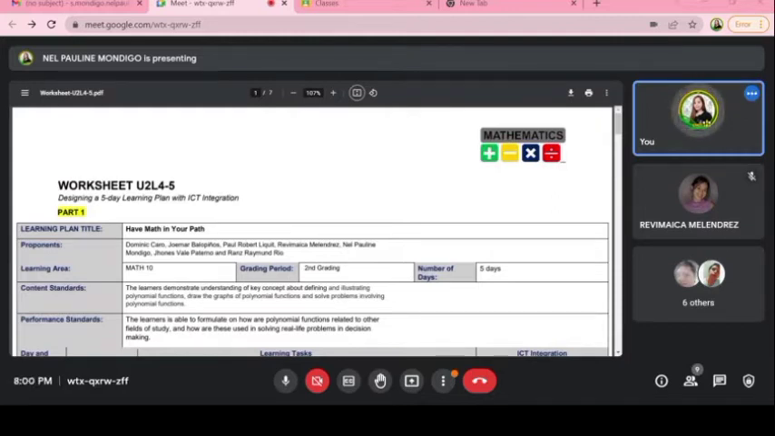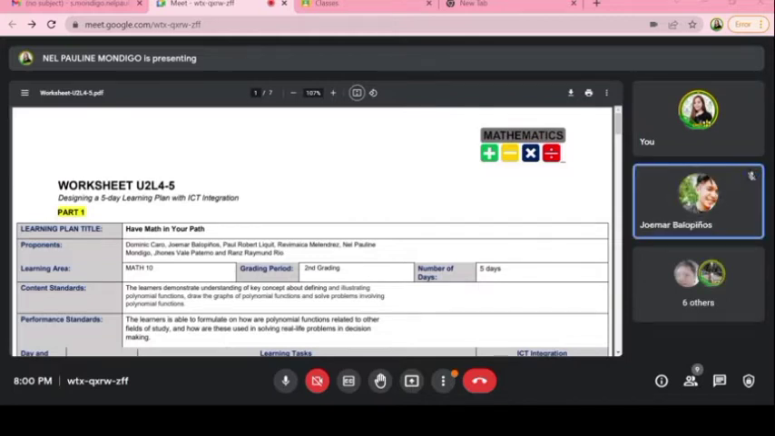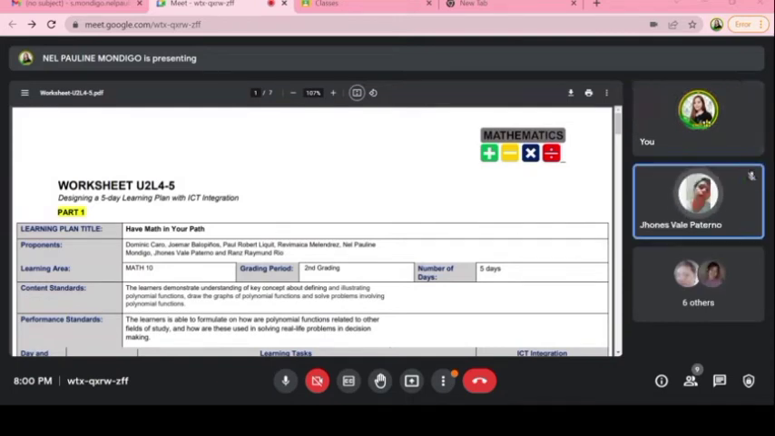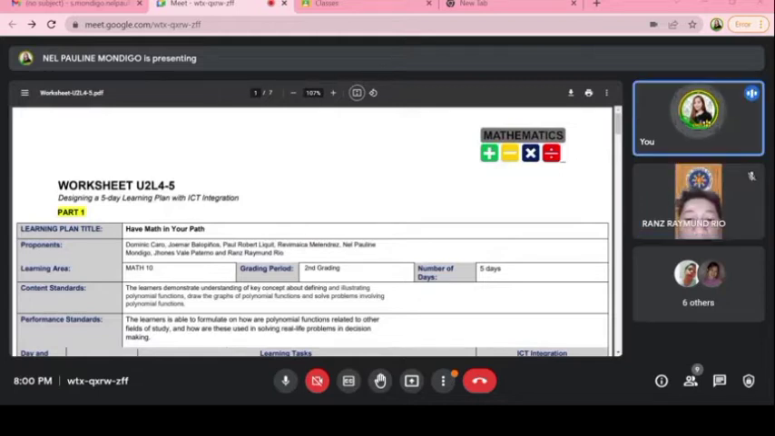The proponents are Dominic Caro, Jomar Balopinos, Paul Robert Likit, Rizimaica Melendres, Nelpulin Mundigo, Jonesville Paterno, and Rans Raymond Rio. So we are the green and gray group. The learning area is Math 10 and the grading period is second grading.